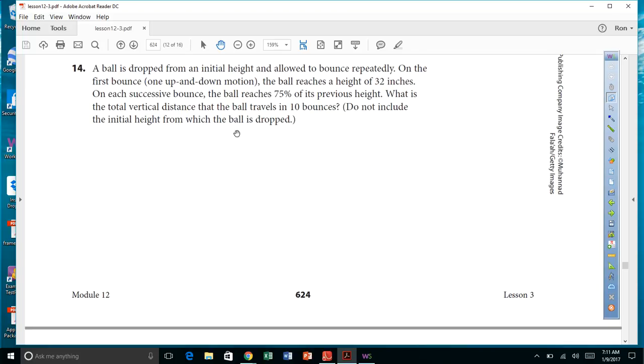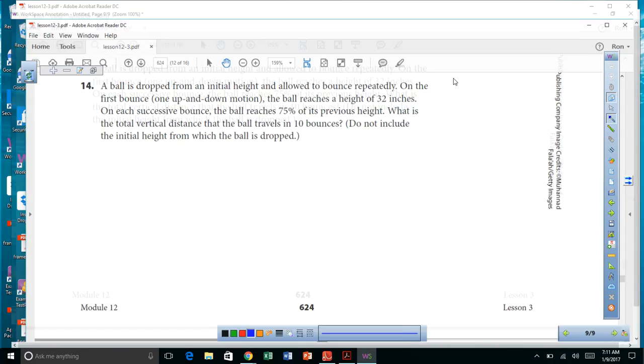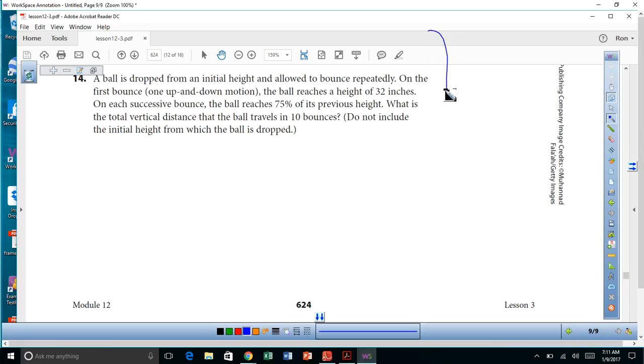16. A ball is dropped from an initial height and allowed to bounce repeatedly. On the first bounce, one up and down motion, the ball reaches a height of 32 inches. So it was dropped, and boom. And on each successive bounce, it reaches 75%. So up here, 75, and then 75, and then 75, and so on. What is the total vertical distance the ball travels in 10 bounces? So n equals 10.